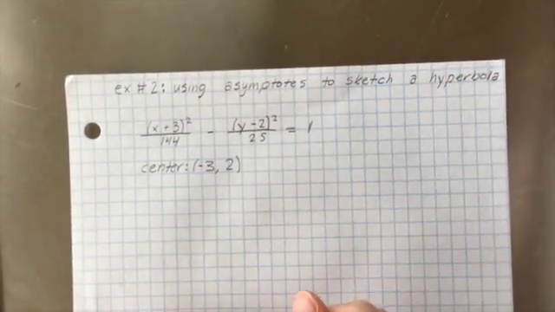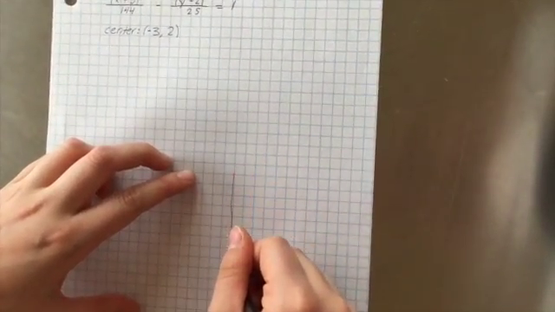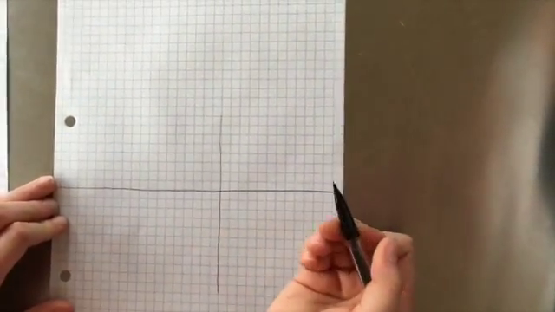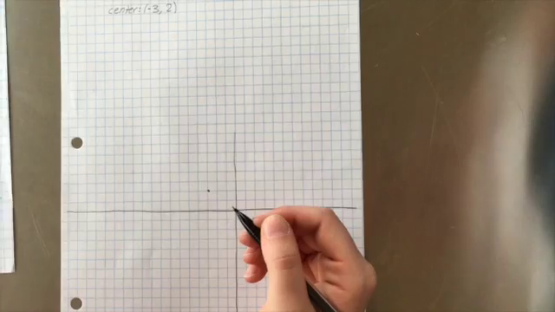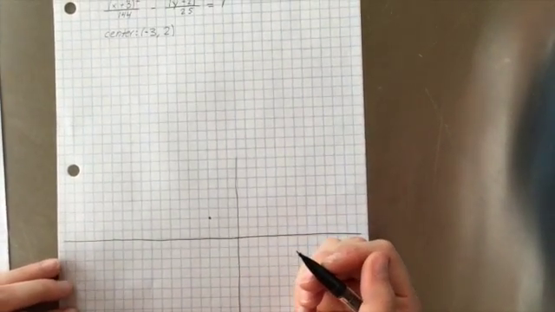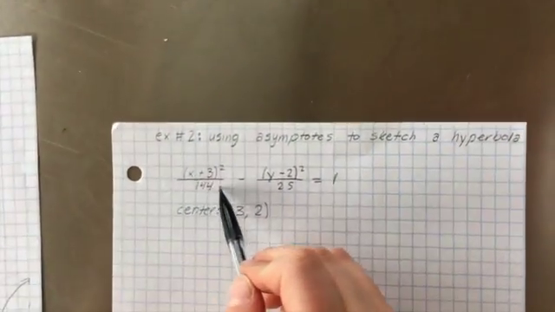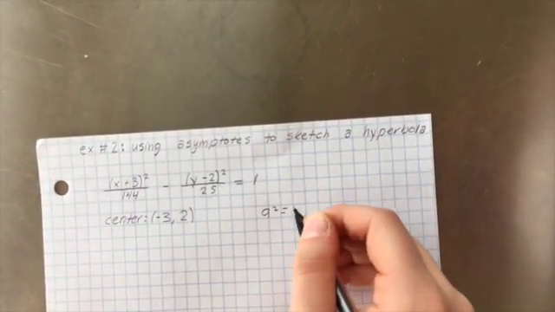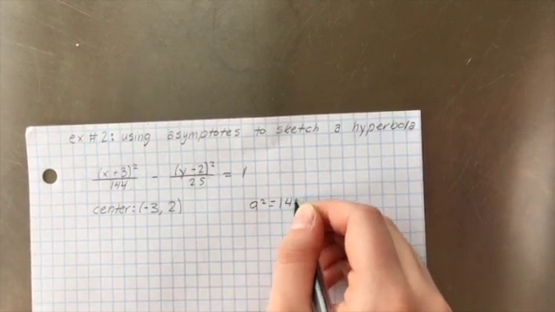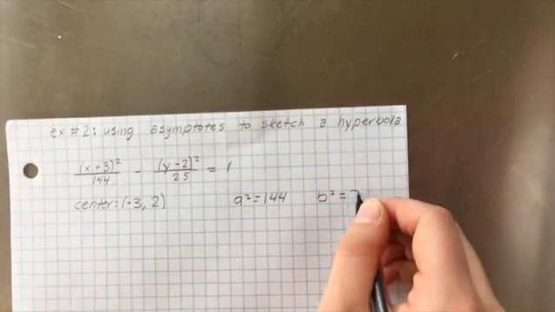So we can start our graph down here. My apologies for how non-straight this line is. Okay, so we go over negative 3, 1, 2, 3, up to, this is going to be your center here. So the next thing that we can do is look at these values here, which is going to be your a squared value and your b squared value. So a squared equals 144 and b squared equals 25.